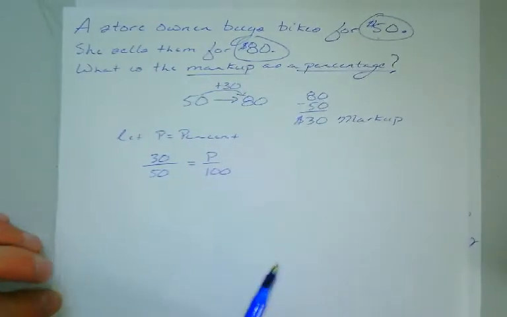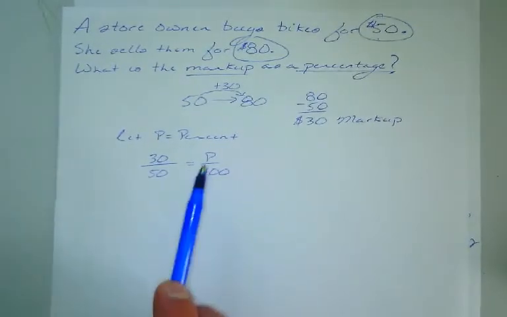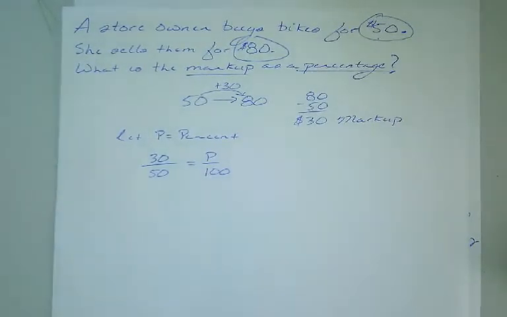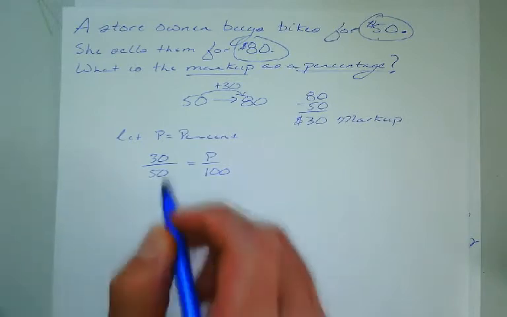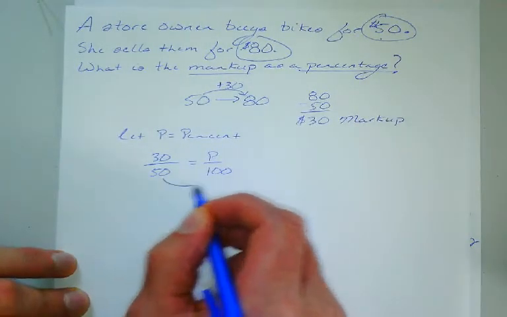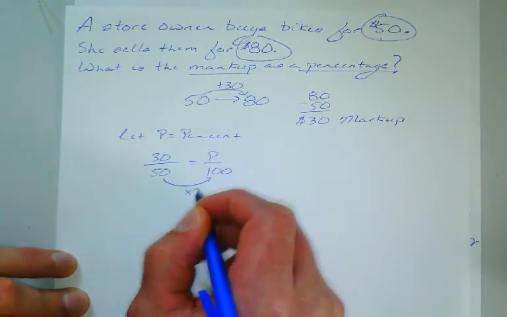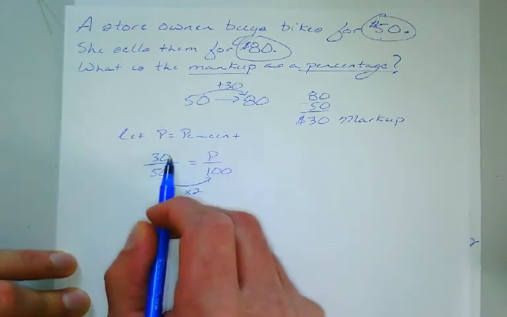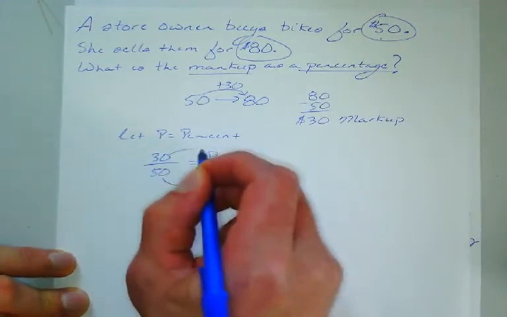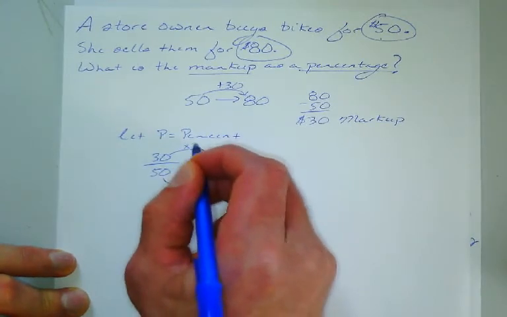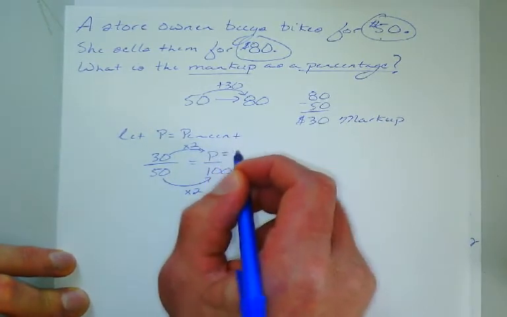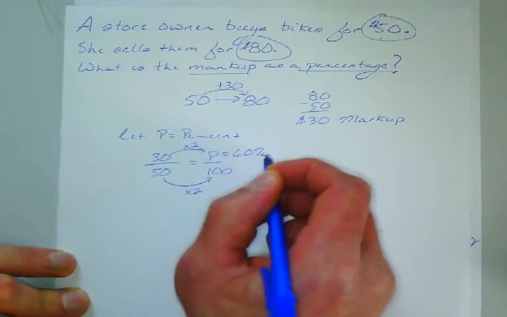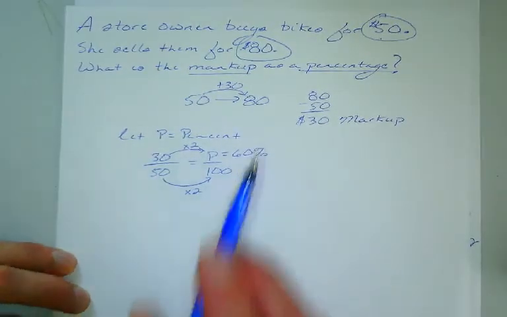Now, here's our proportion. We've got one variable. We can solve this. We don't even have to cross multiply with this one. We can ask ourselves, how do you go from 50 to 100? Well, you multiply by 2. And since it's proportional, you're going to have to multiply the numerator by the same number. 30 times 2 will give us our percent. So our percent is 60%. All right, so that markup represents 60% of the original.